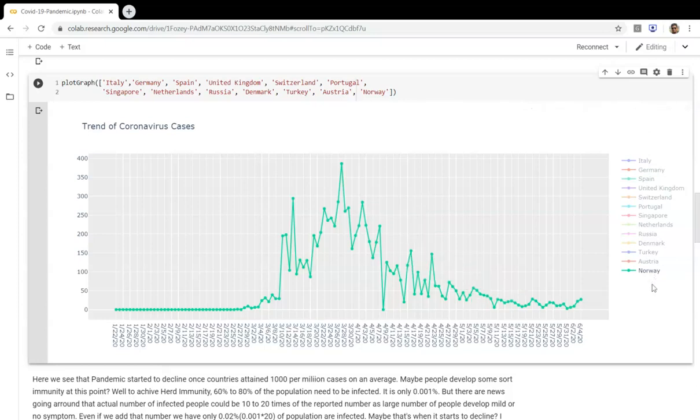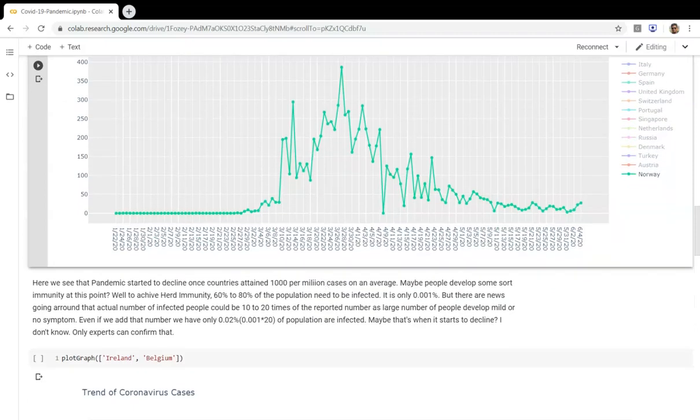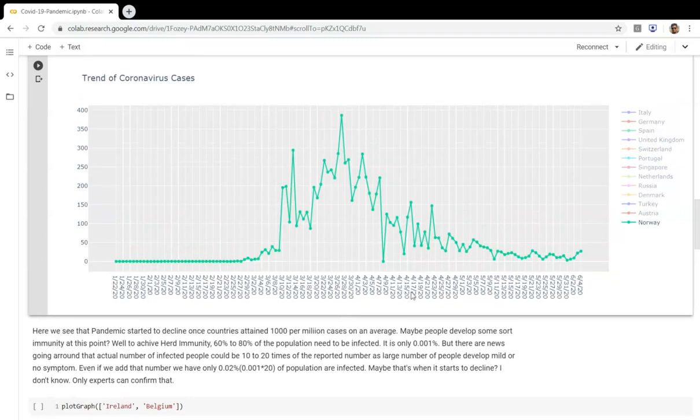So we see almost 13 countries started to decline when their per million cases reached 1000. So we definitely see a pattern here. So maybe people develop some sort of immunity at this point. And well, this is not herd immunity.